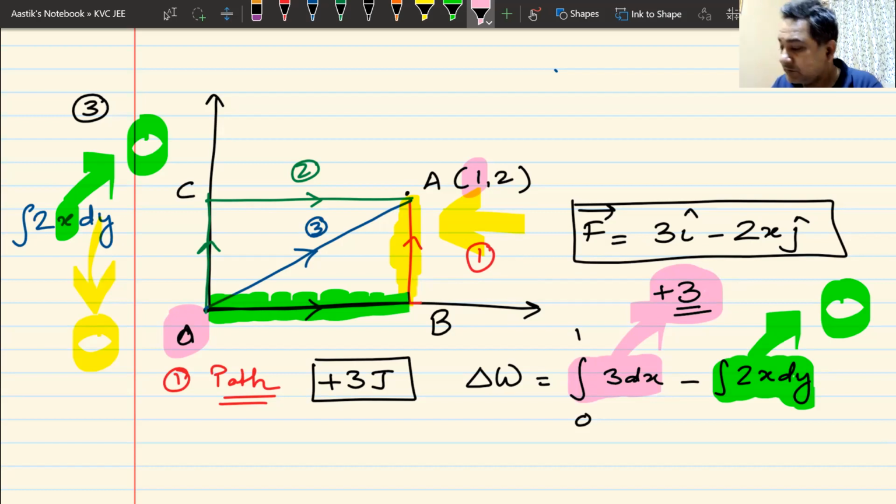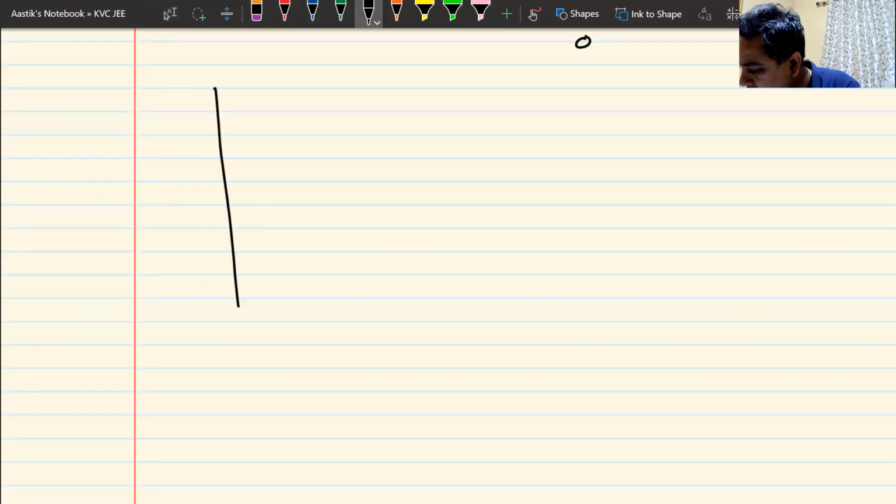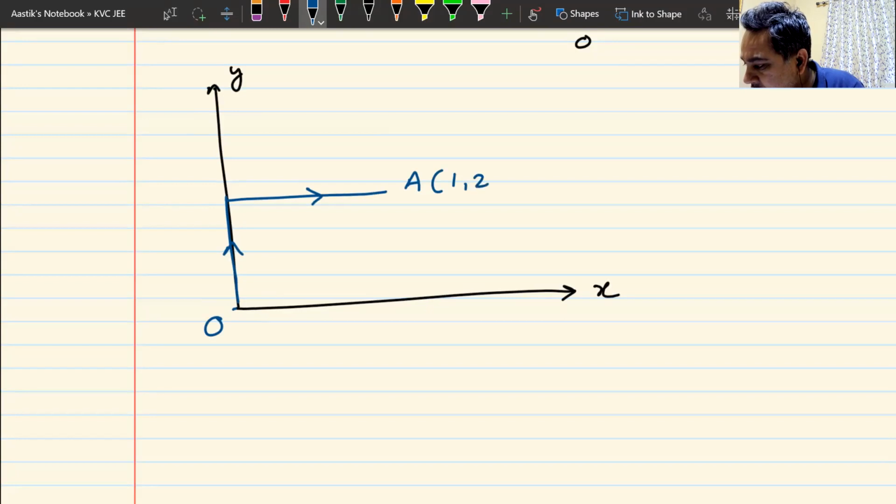Now let us go ahead and try to do it for the second path. And what is the second path? Sir, plus 3 joules. Again, you will get plus 3 joules. Let me see. I don't know the answer. So this is the path now. I will go like this. Then I will go like this. This is 0. This is 1, comma 2.